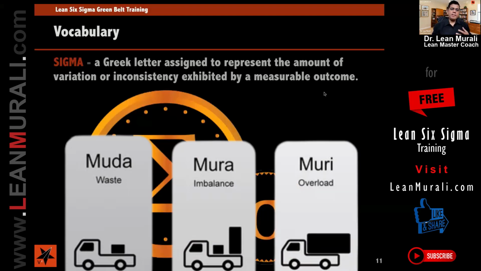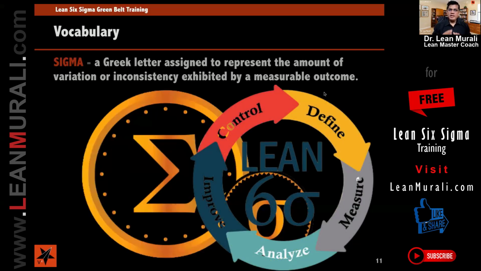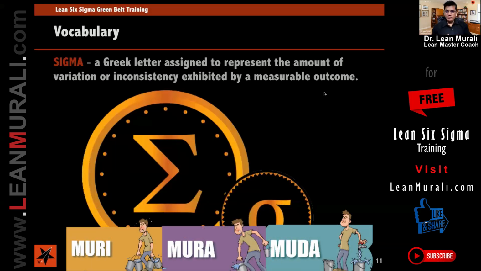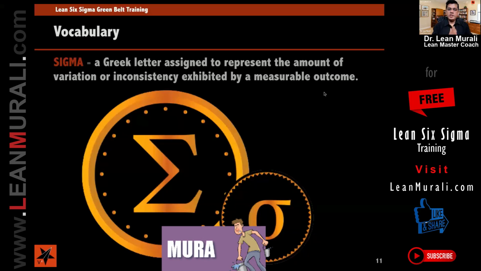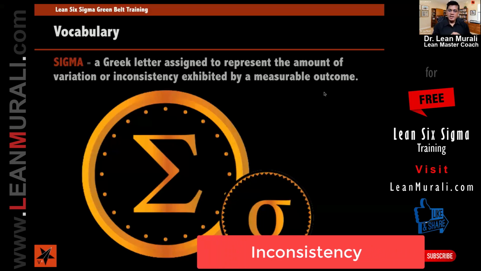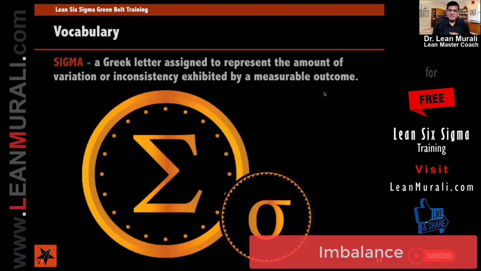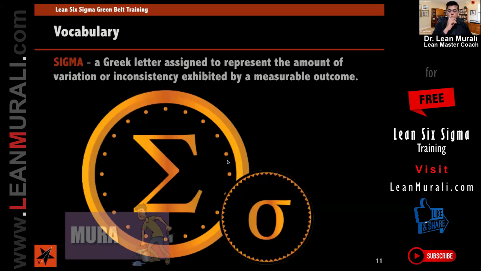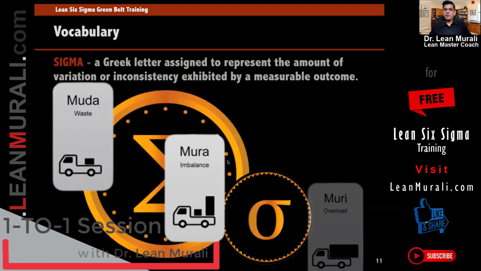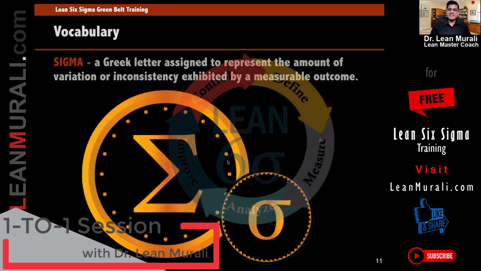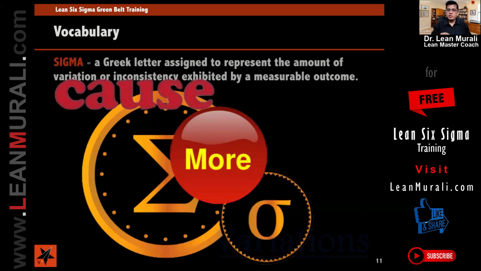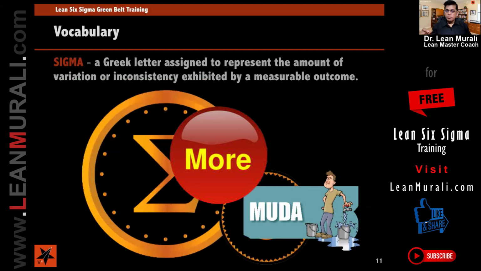So we are talking about both lean and Six Sigma here. In lean terminology, we use elimination of waste: Muda, Mura, Muri. And Mura is variation here. Variation synonyms are inconsistency, unevenness, imbalance. Muda will lead to Mura, and Mura will lead to Muri. And that is why it's called lean Six Sigma. If you don't eliminate waste, more waste will cause more variation. More Muda, more Mura.